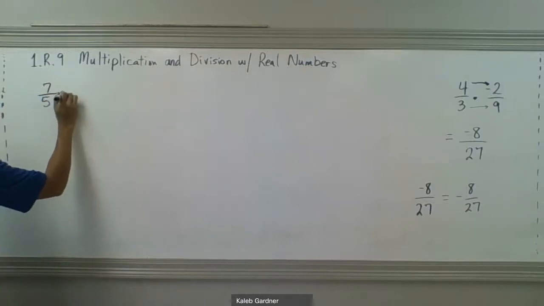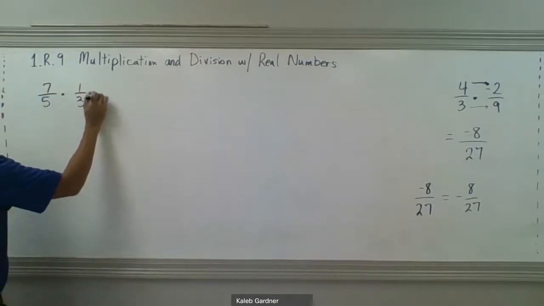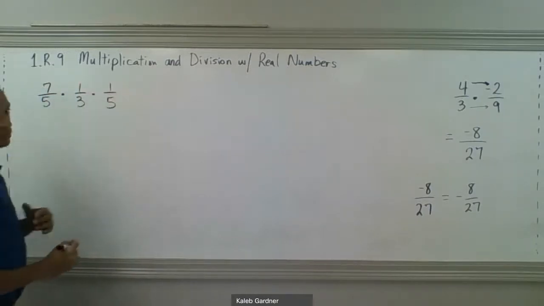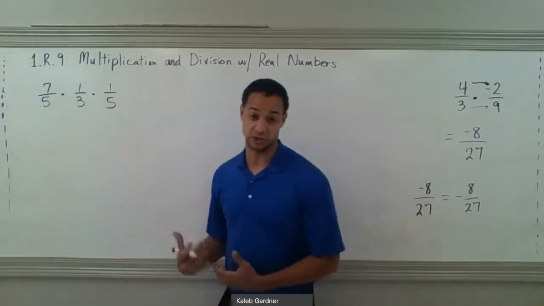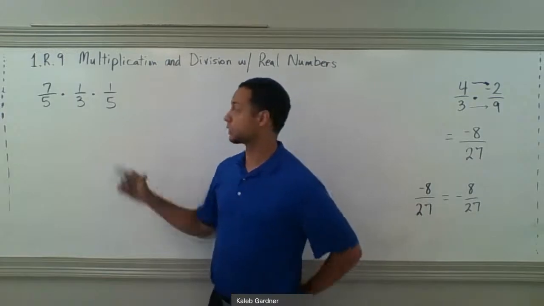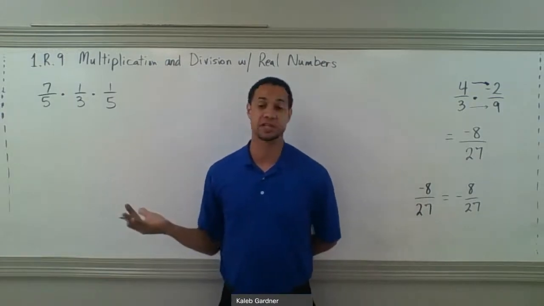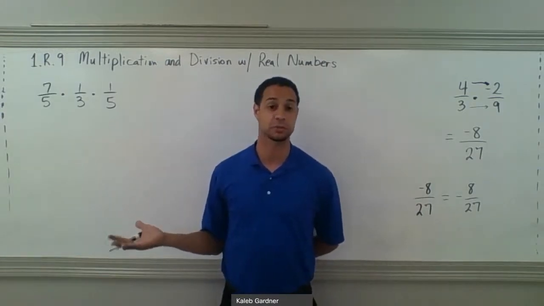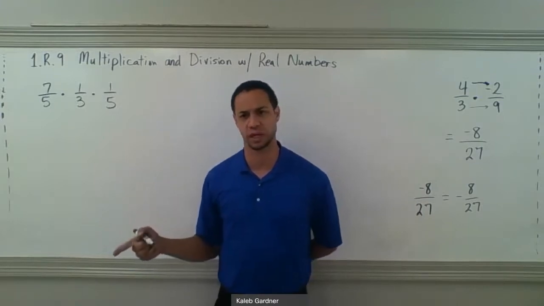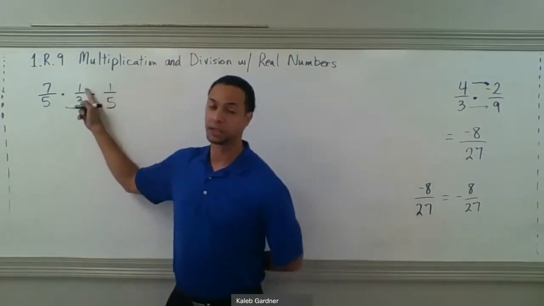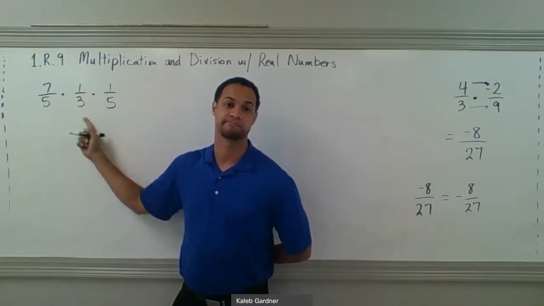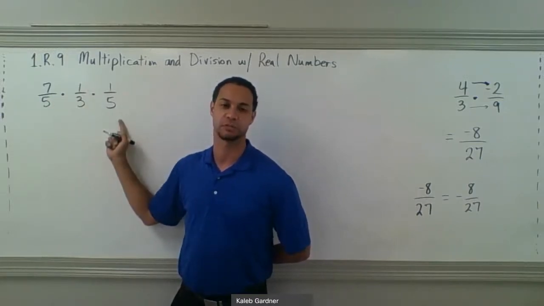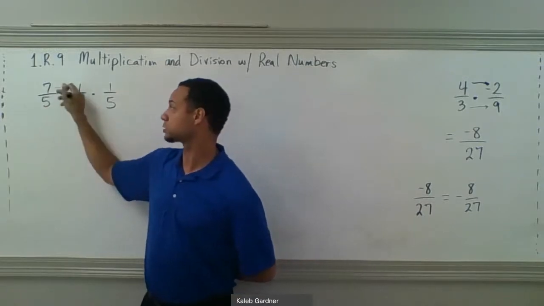Seven fifths times 1/3 times 1/5. Same principle here. Okay, I got 3 fractions in a row, but they're all positive, so we don't have to worry about positive or negative signs. We just have to simply multiply. But let's reduce if we can. Obviously, 1 isn't going to reduce with anything, but 7 might. Nope, not this time, right? So let's just multiply straight across.